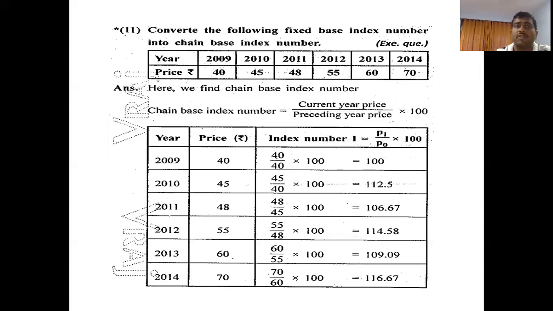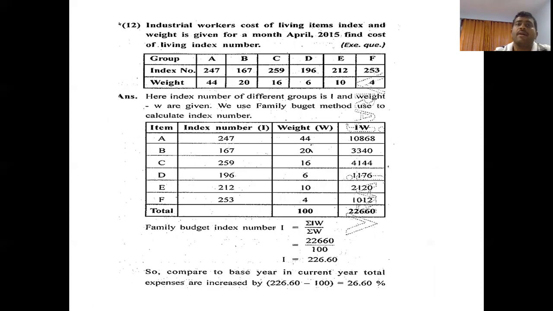Okay, first year value is always 100. Now this sum: industrial workers, cost of living index number and weight is given for a month. Weight is given to you. Again, the topic comes in. So you don't have any option. You have to only do IW. So W is clear. Now we have to get into I. Find cost of living index number.